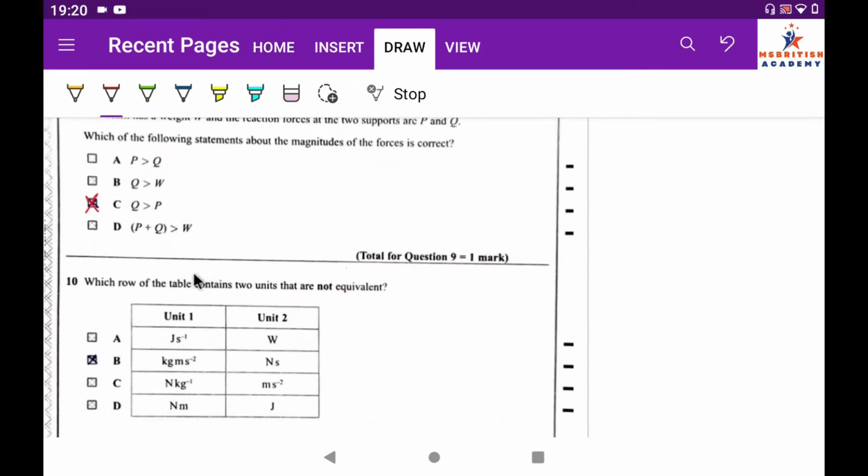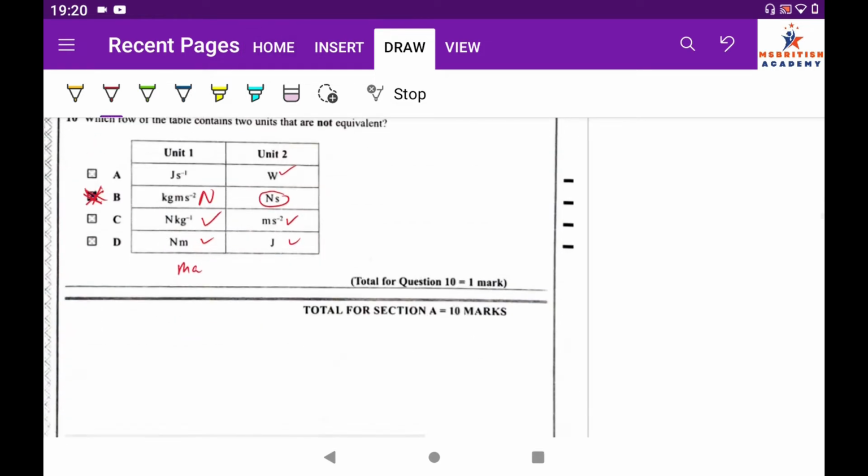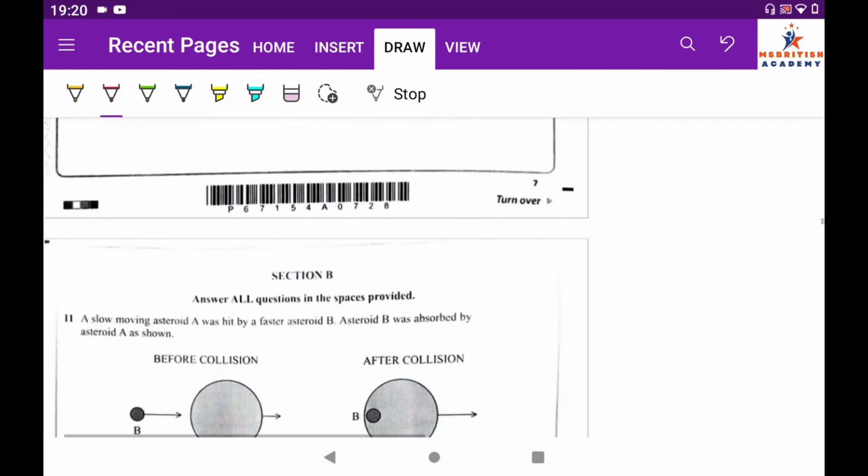Which row of the table contains two units that are not equivalent? So joules per second is equivalent to watt, and this is Newton. Kg meter per second square, mass into acceleration, is Newton, but this is not Newton second, but this is the same as this. So from here we can say B is not equivalent in quantities. Now our section 1, that means section A, is completed. Now section B.